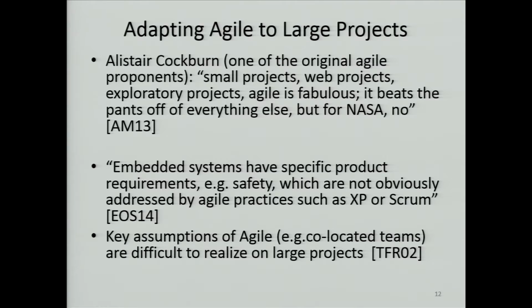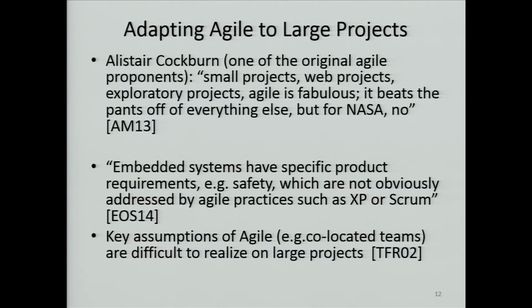The original Agile wasn't intended for large mission-critical projects, and it doesn't work very well for those kinds of projects. Alistair Cockburn, one of the original people that signed the Agile Manifesto, said that it's good for small projects and exploratory projects, but it wouldn't work at all for NASA. But yet we've got NASA organizations that are trying to adapt it now, and they've modified it so that they can do that. Others have commented as well on the inapplicability of the Agile methods to large mission-critical systems.